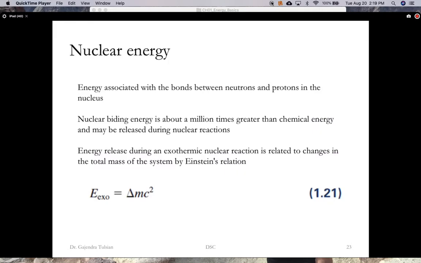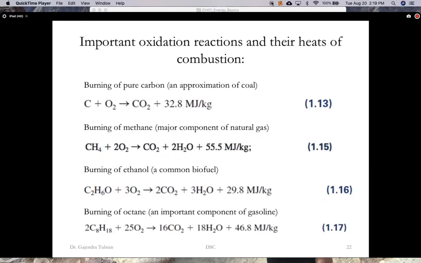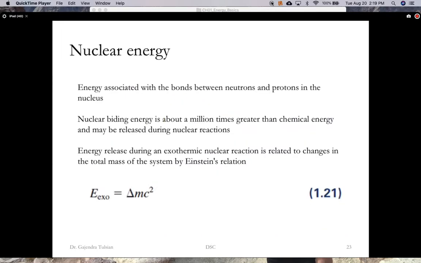Nuclear energy is energy associated with the bonds between neutrons and protons in the nucleus. Nuclear binding energy is about 1,000,000 times greater than chemical energy. What that statement means is that when you burn 1 kg of carbon and get that much energy, if you get energy from 1 kg of nuclear fuel, you would get 1,000,000 times more energy than that.